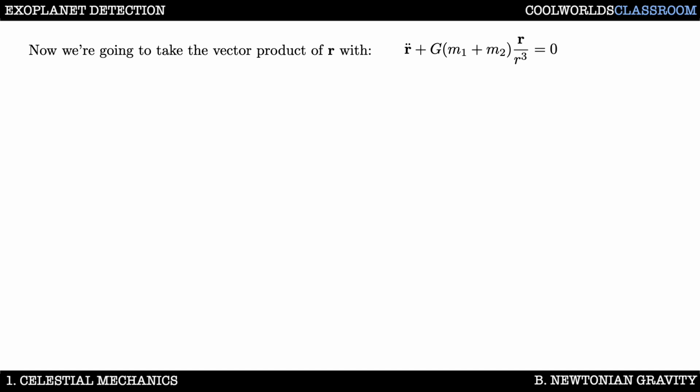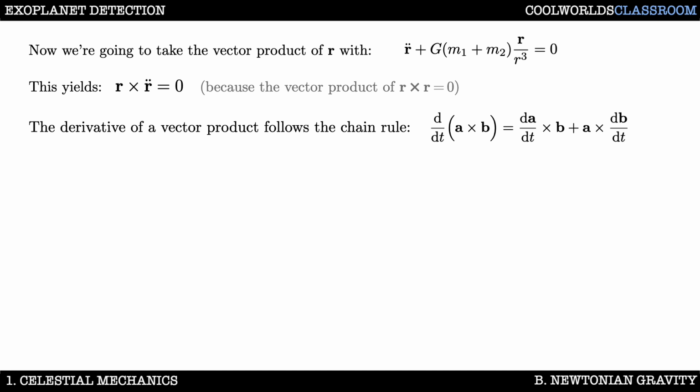The last term disappears since a vector self-product is 0, and this just leaves us with a simple expression that r cross r double dot equals 0. To go further, we have to use some vector calculus rules. In particular, we'll use the fact that the derivative of a vector product follows the chain rule, as shown here.